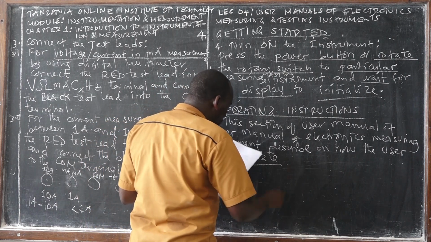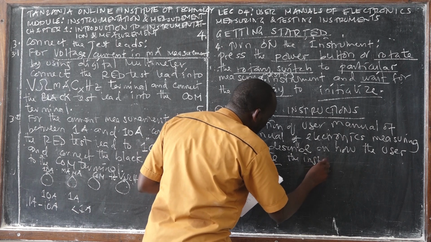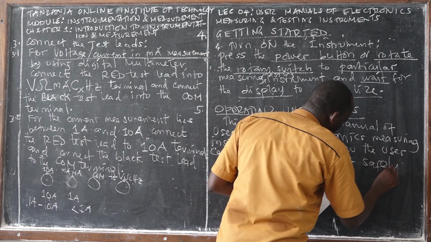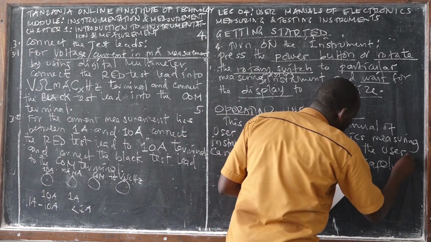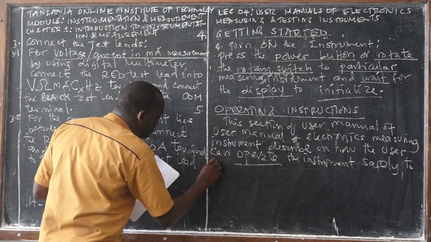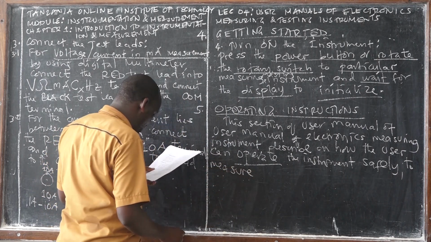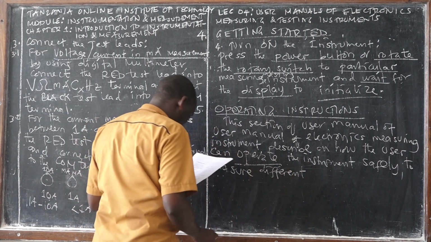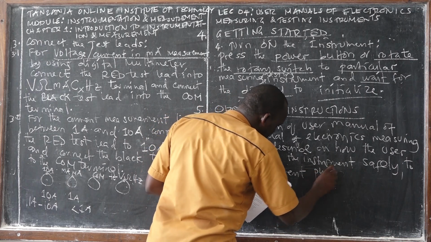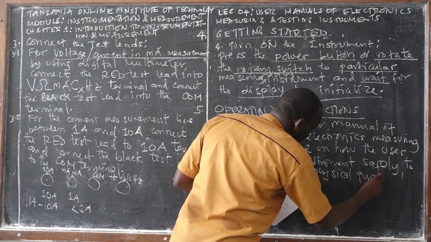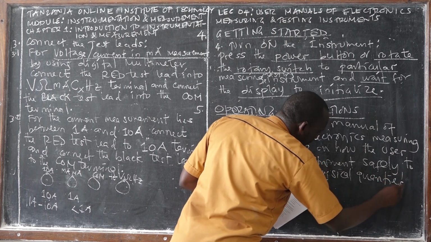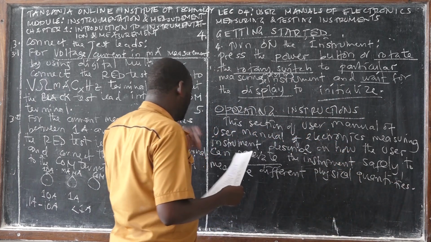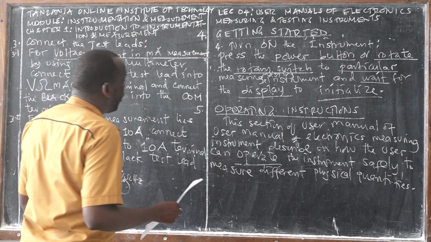So the user can operate the instrument safely. The instrument is safely used to measure different physical quantities. Physical quantities. So this is the simple description of operating instruction.